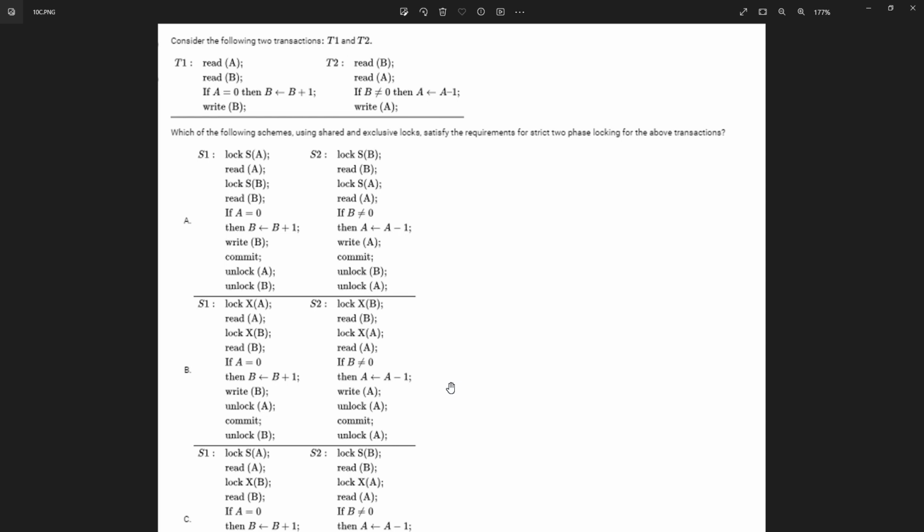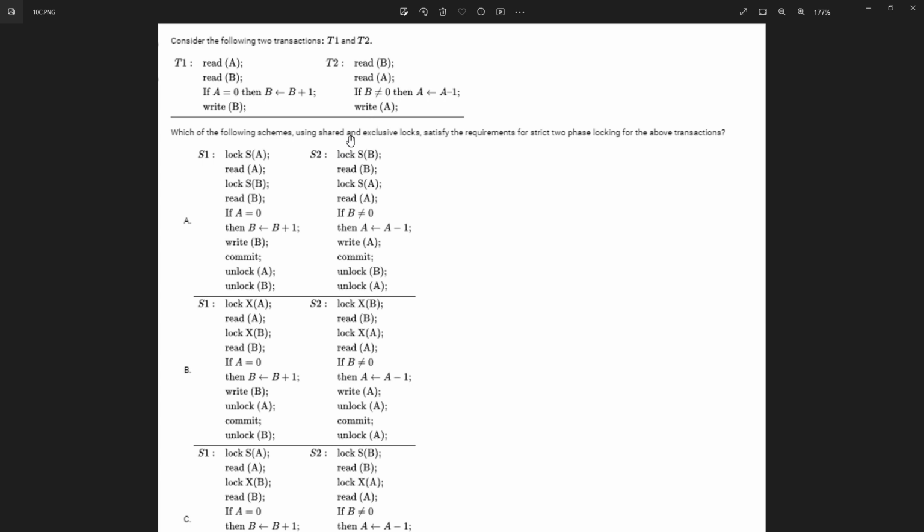Right? Just try to read the question. Consider the following two transactions T1 and T2. T1 they have given as read of A, read of B, and write of B. T2 they have given as read of B, read of A, and write of A. Which of the following schemes using shared and exclusive locks satisfy the requirements for strict two-phase locking for the above transactions? They are asking which schema, when we apply the locking mechanism, will lead to strict two-phase locking.